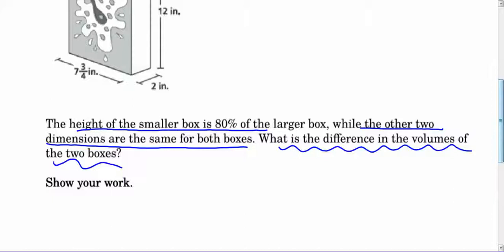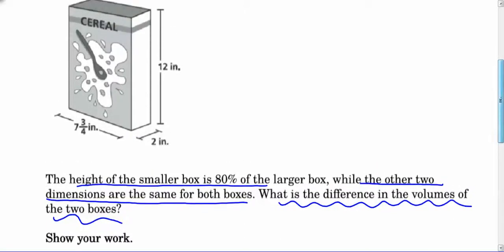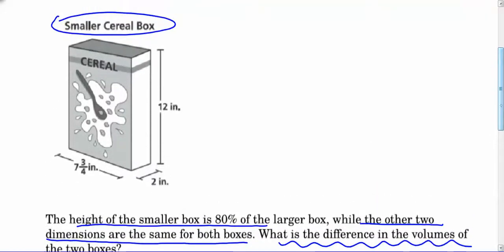So essentially, I need to use what I've been given here to find what the volume of the bigger box is. We know that the height is what's different. This has a height of 12 inches, and that's 80% of the larger box. That means the larger box is 20% bigger. We already know that the 7 3/4 and the 2 inches are the same. It's just that the bigger cereal box is taller. Then we're going to calculate the volume of each and find the difference between the 2 volumes.